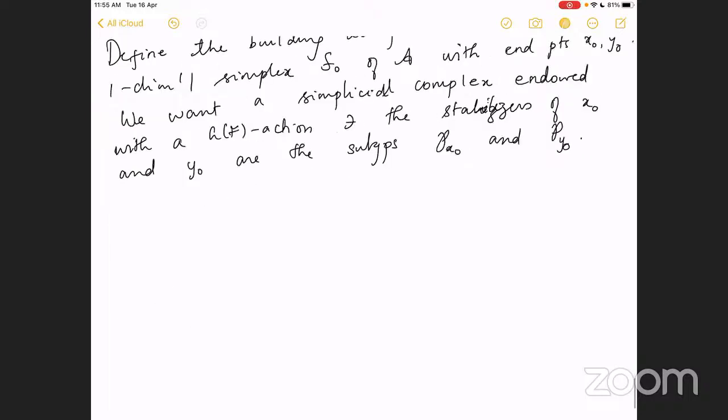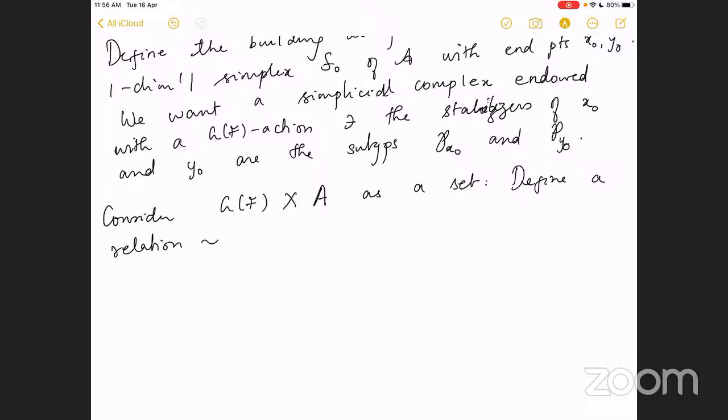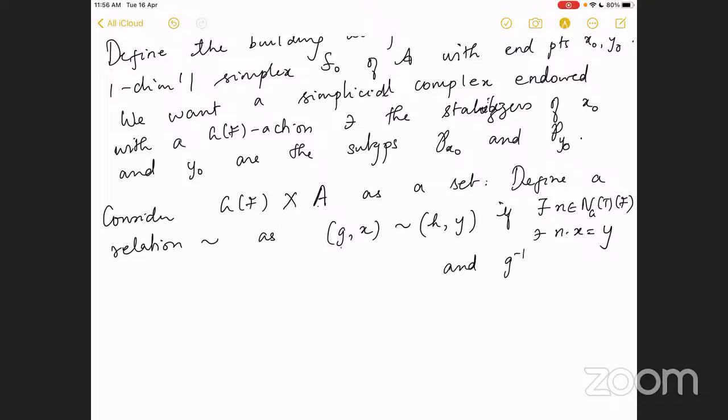Okay, so how do you define this? Consider the set G(F) cross A as a set. Define an equivalence relation as follows: take an element (g, x), you declare that it is equivalent to the element (h, y) if there exists n in N_G(T(F)) such that n dot x is y. Note that both x and y are points in the apartment. The normalizer acts on the apartment and it stabilizes it. So you say that the pair (g, x) is equivalent to the pair (h, y) if there is an element of the normalizer such that n dot x is y, and you require that g inverse hn belongs to P_x.